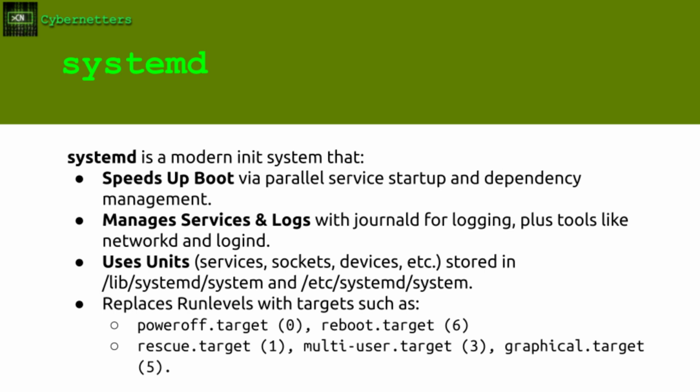Instead of run levels, systemd has targets like poweroff target, which is equivalent to run level 0, reboot target, which is 6, rescue target for 1, multi-user target for 3, and graphical target for 5. So if you have ever used systemctl, you have seen systemd in action.